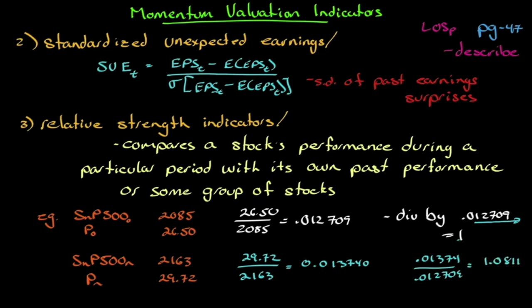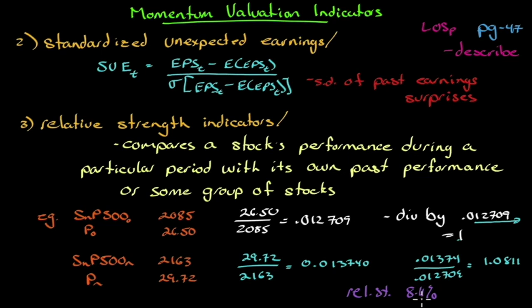What is this telling us? This is telling us that we have relative strength of 8.11%. In other words, even though the S&P went up, the price of our stock went up even more on a percentage basis. It outperformed by 8.11%. And that's what relative strength will do: on a day-by-day basis, it will track the relative strength of whatever it is you want to track.